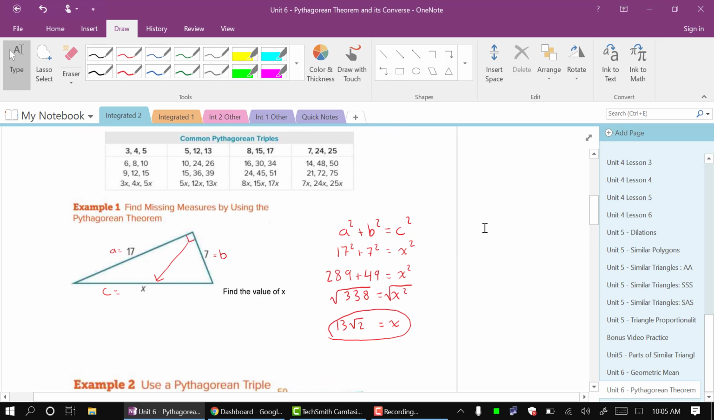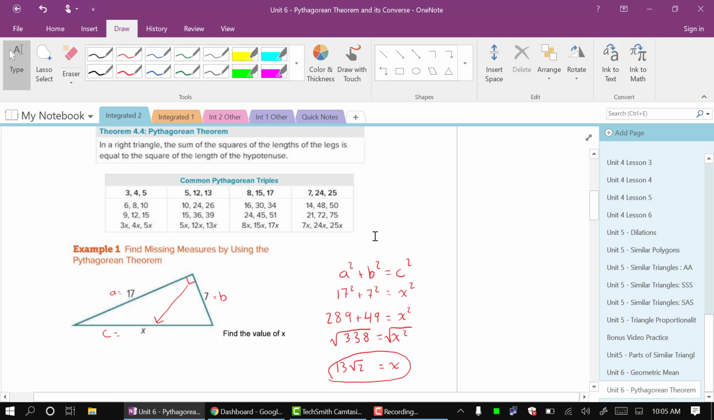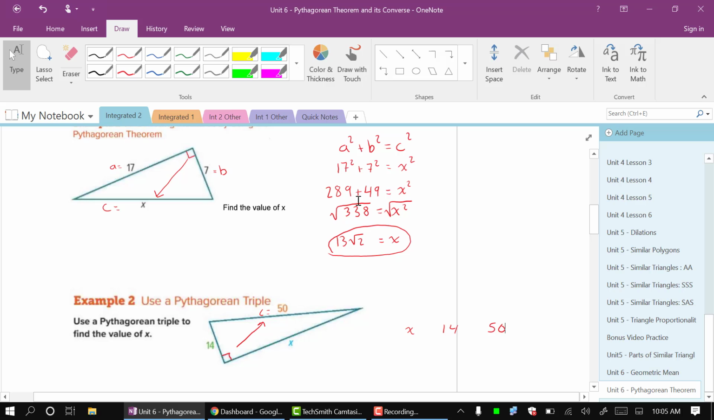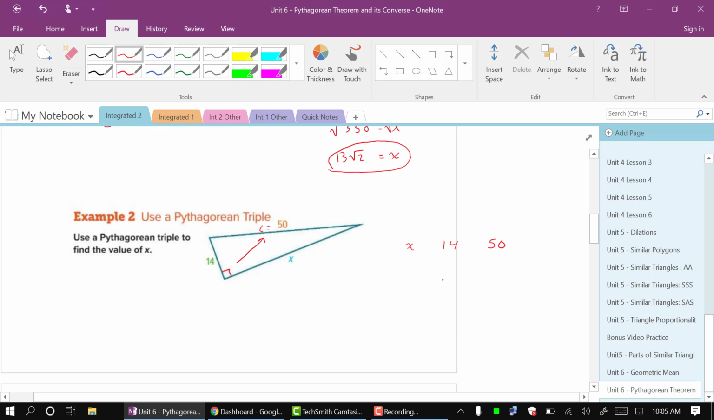So I'm going to go back and look at my chart. Where do I see 50? Well, I see 50 right here. I have 14. Hey, look, there's my other side. I have 50. So that means my missing side length is going to be 48, because this is a 7, 24, 25 Pythagorean triple problem. Because this is 7, this is 25, this is 24. That's the Pythagorean triple pattern we're looking at. So that means X is going to be 24 times 2, which is 48.